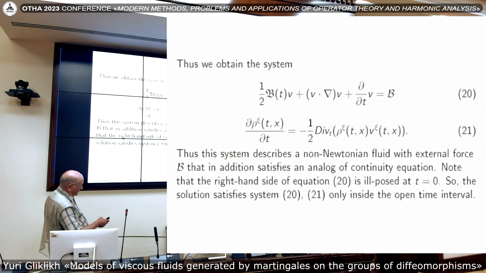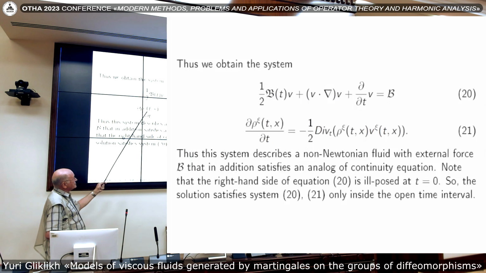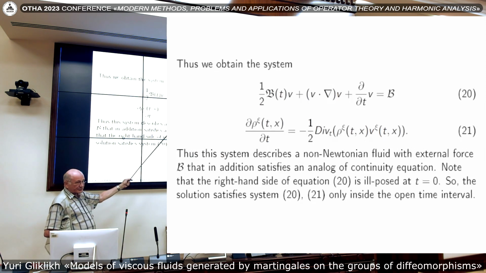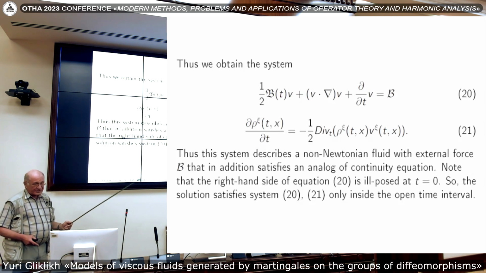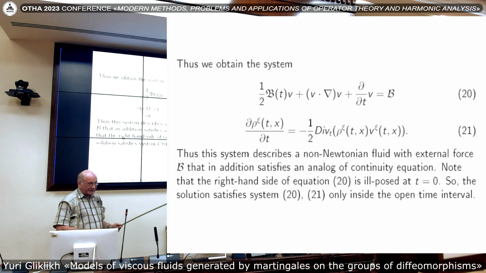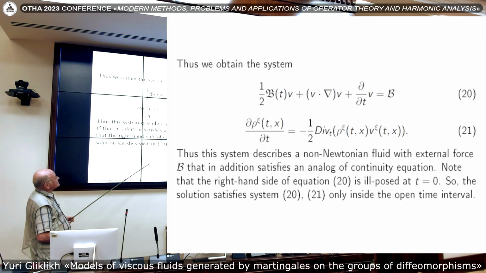And so the first equation is like this. The second equation is like this. Here we have to include divergence on level surfaces. Nevertheless, it is again an analog of the continuity equation. And please note that this solution exists. It is constructed from the process that exists.